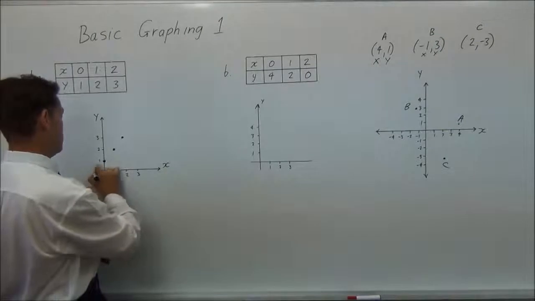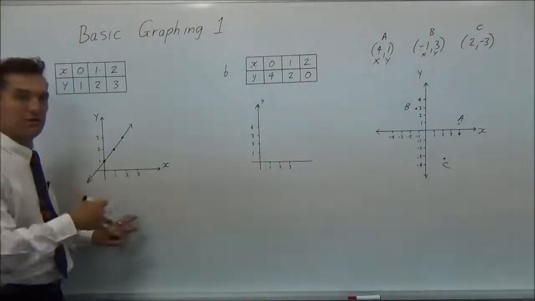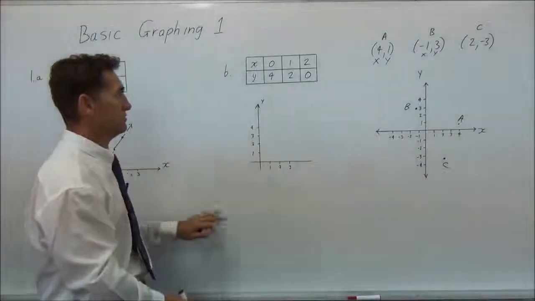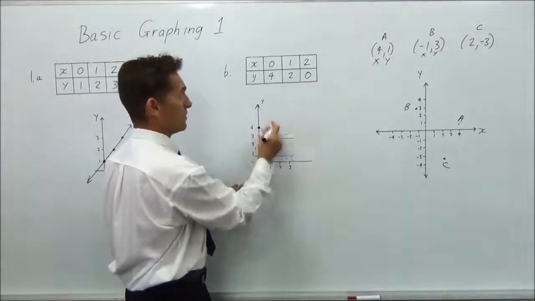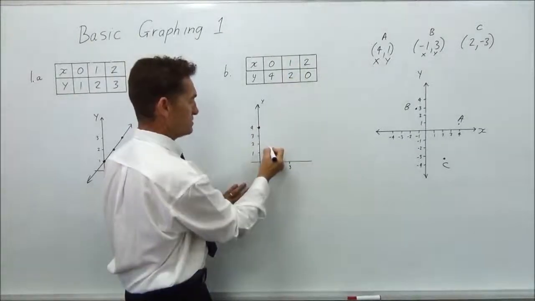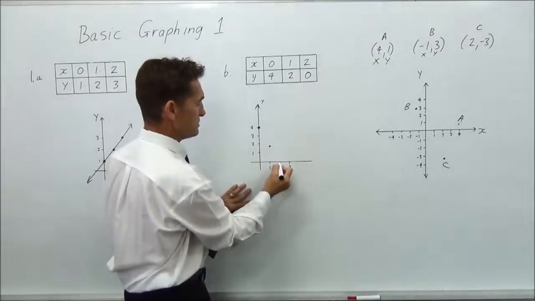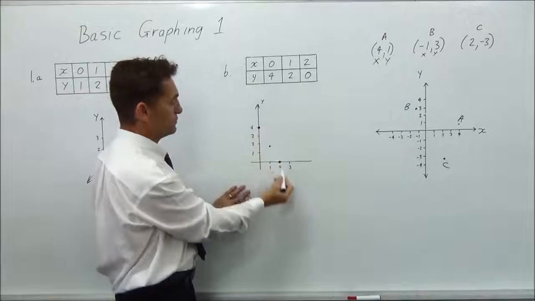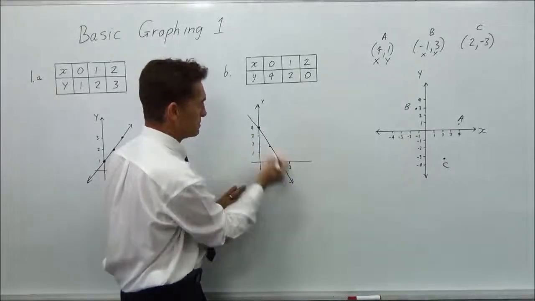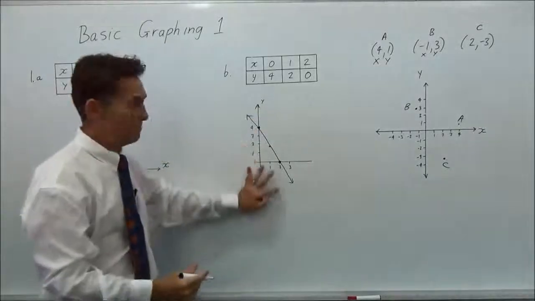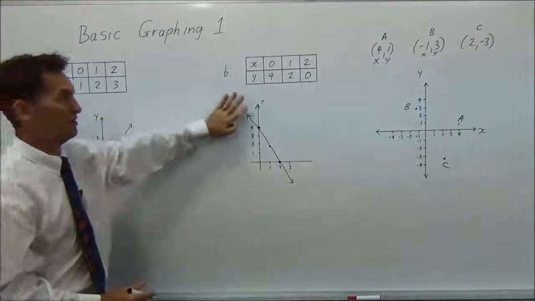Now you should have a ruler for this. And there we go, and there's your line. And that's usually the next step. So we'll just do another one. 0, 4. 1, 2. And then 2, 0, so that's down there. And again, it's formed a line. Not very straight there. But that's usually your second step, is drawing lines with a little table like that.